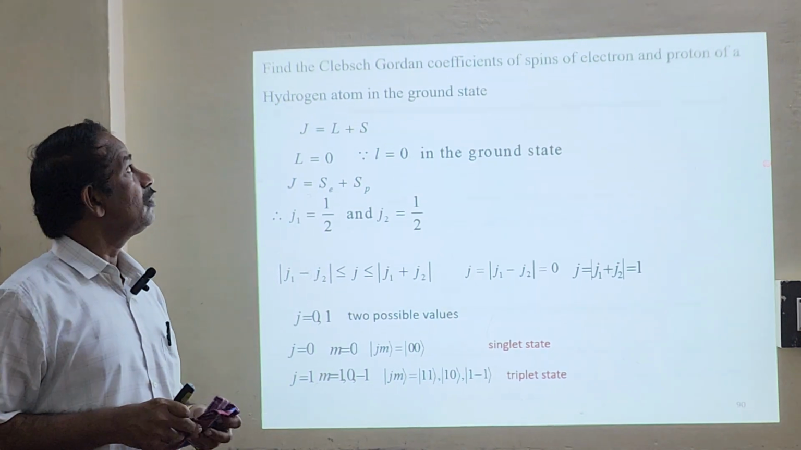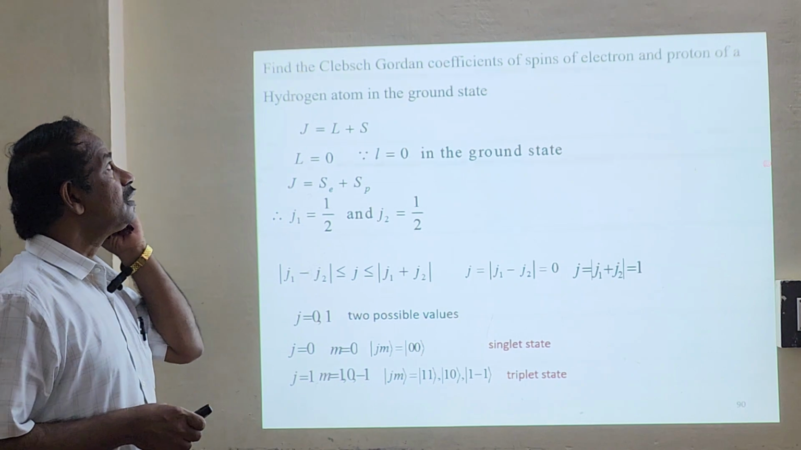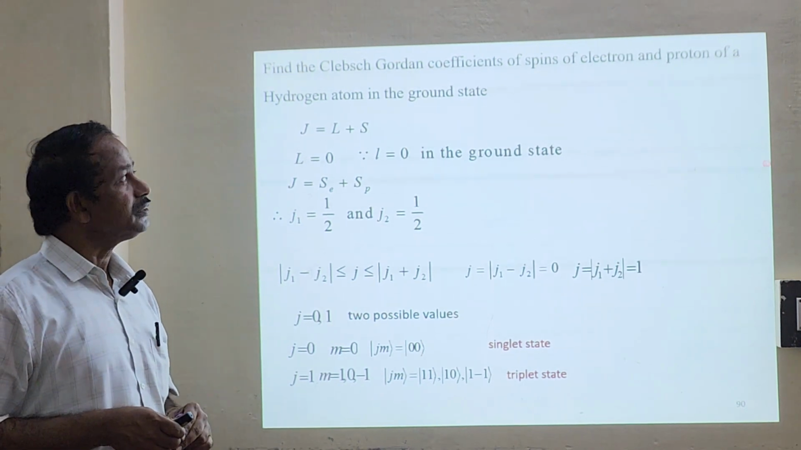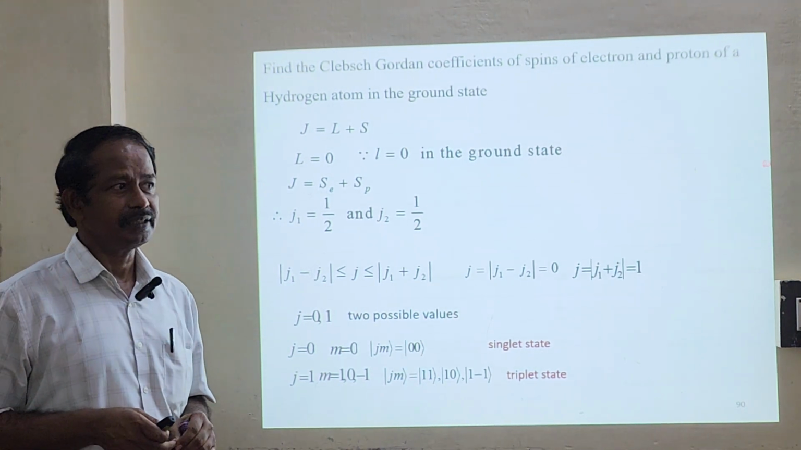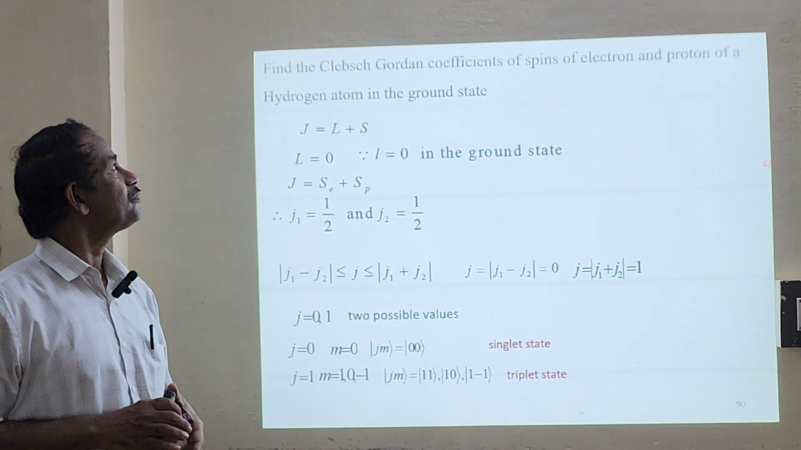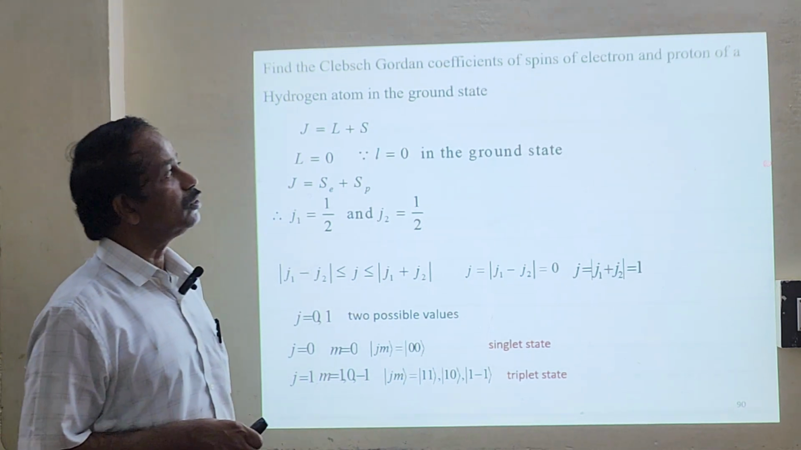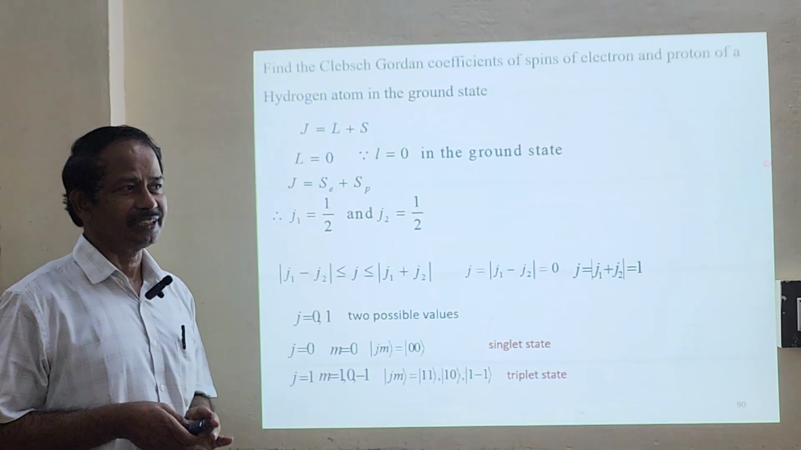So now we'll look into the related problem of Clebsch-Gordan coefficients. This problem is very important, and it will be asked in your semester exam or surely in CSIR examinations. Find the Clebsch-Gordan coefficients of the spins of the electron and proton of a hydrogen atom in the ground state.